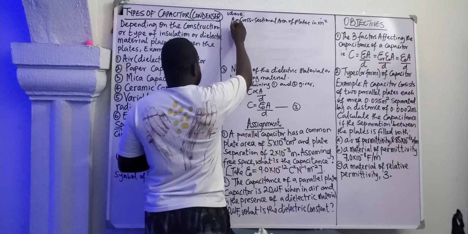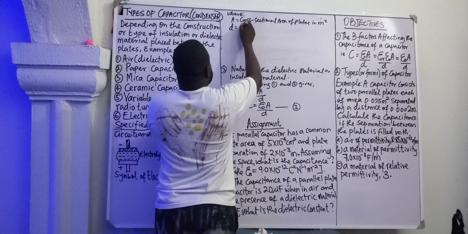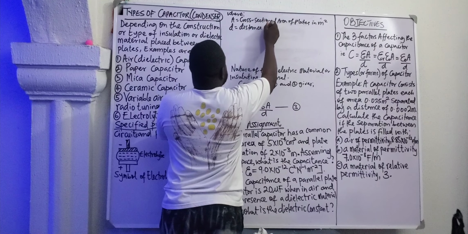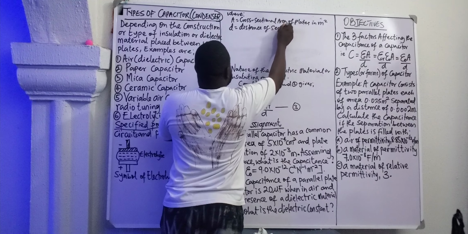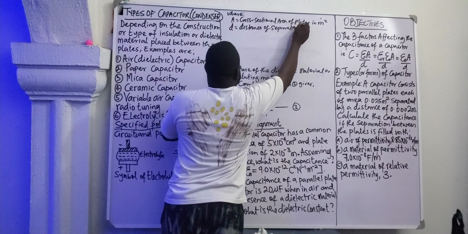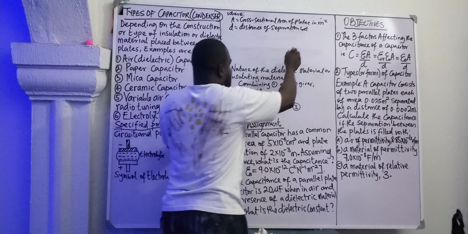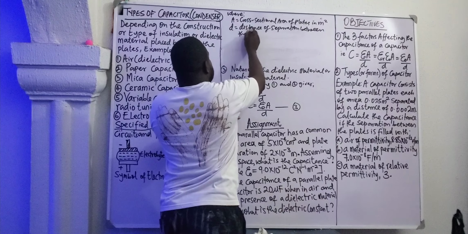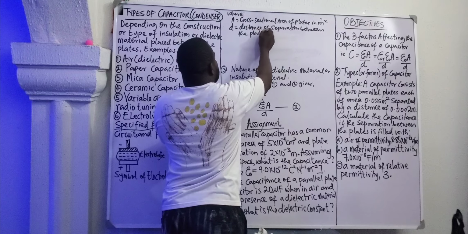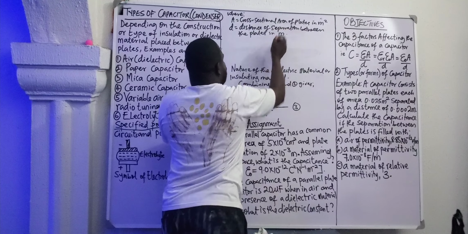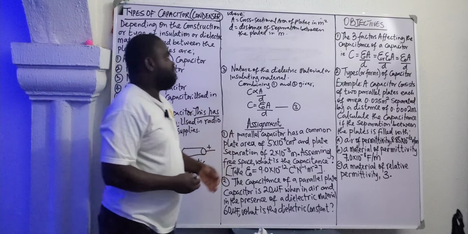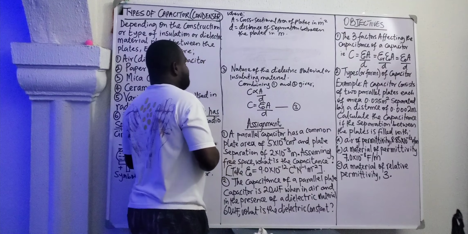Please take note. Then we have D as the distance of separation between the plates. Of course, this distance will be in meter. So if you are given a unit that is not meter, you are expected to convert to meter.